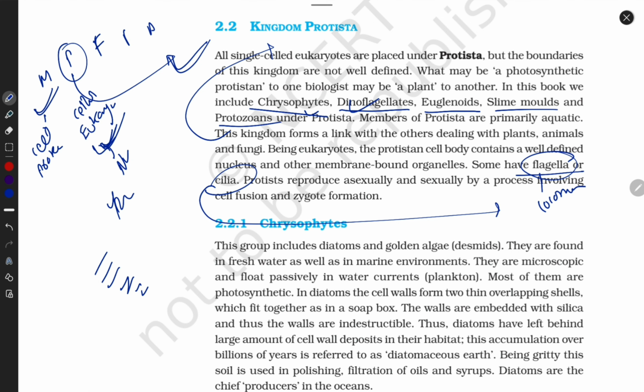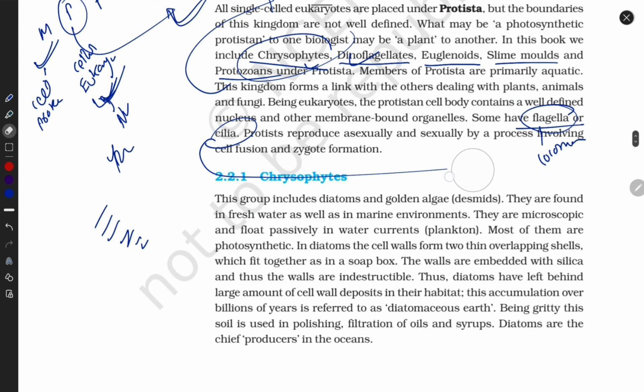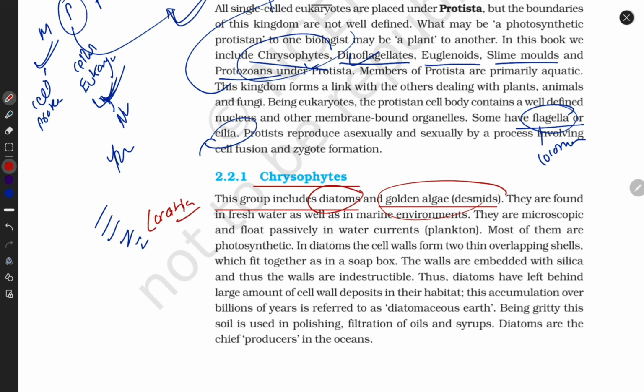Next, let's start one by one with Chrysophyta. Wait, let me erase. Now Chrysophyta: this group includes diatoms and golden algae. That means you have to remember both of the terms. Where are they found? Location: marine environment, meaning they are found in aquatic regions. They are microscopic, meaning they are very small.